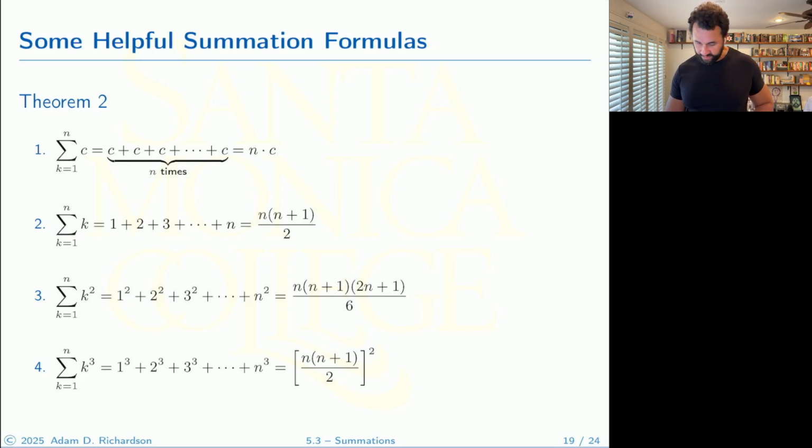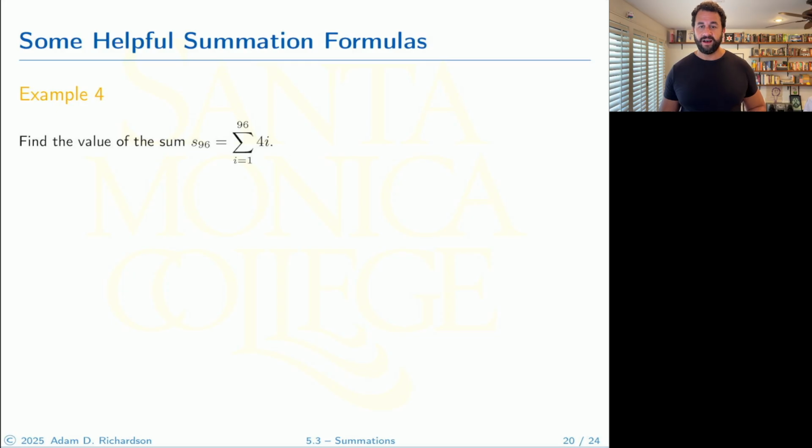All right? Okay, now let's do some examples. And I want you to try these on your own. Don't worry, you'll be able to do it. I want you to try to find the value of this sum, S sub 96, which is the sum from i equals 1 to 96 of 4i, okay?